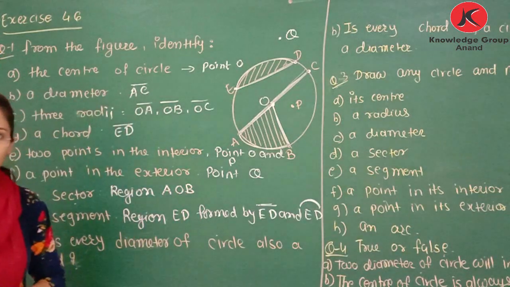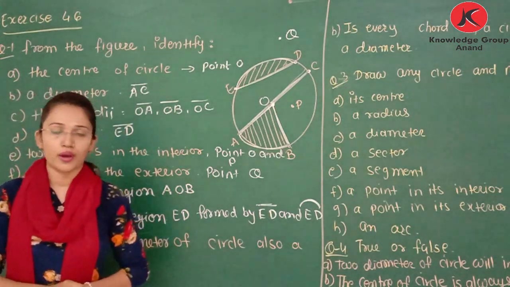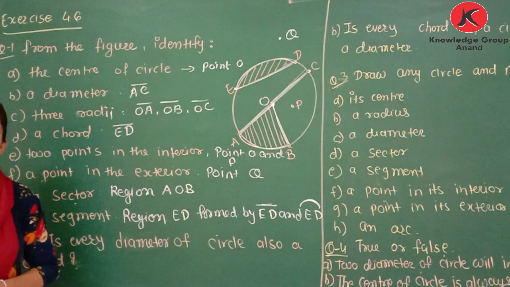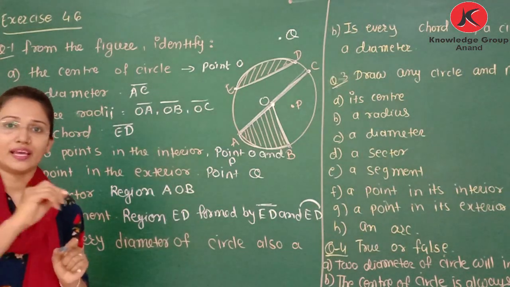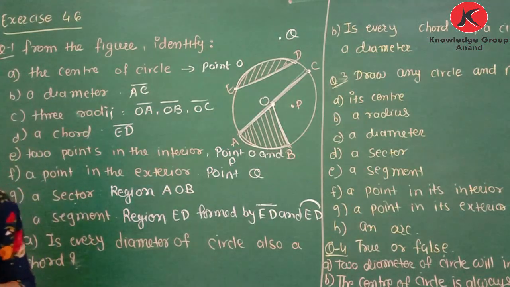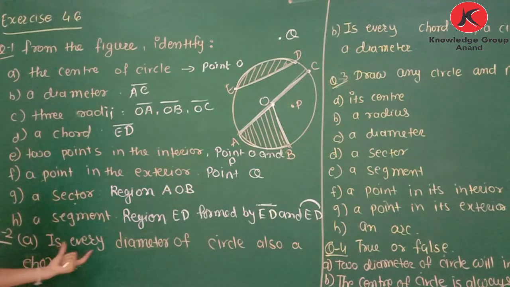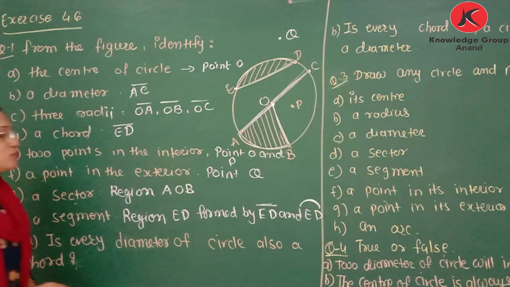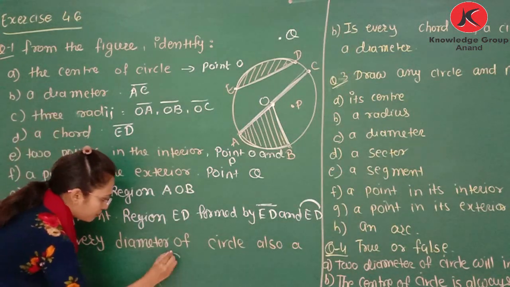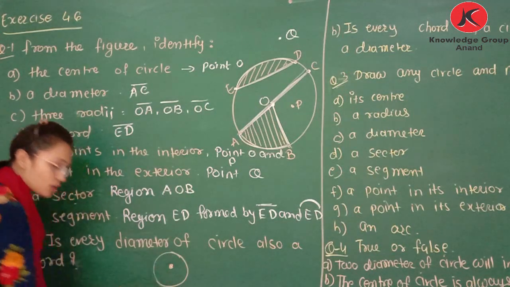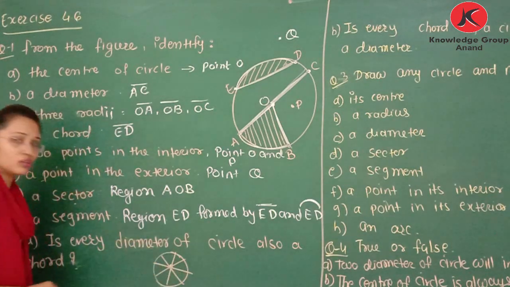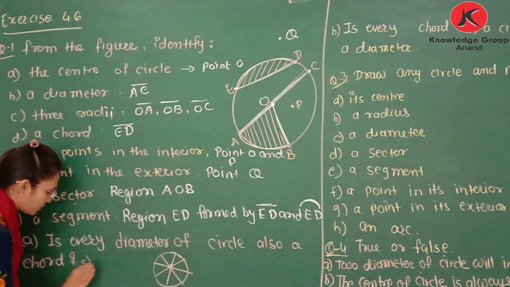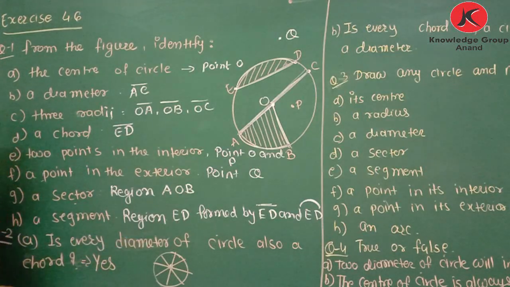And what is a chord? A chord is the joining of 2 points on the circle. If we take any 2 points on the circle and join them, we get a chord. So a diameter is a chord. Why? Because if you draw a circle and this is the center of the circle, then you can draw any diameter and it becomes a chord. So yes, every diameter of a circle is a chord. Clear?